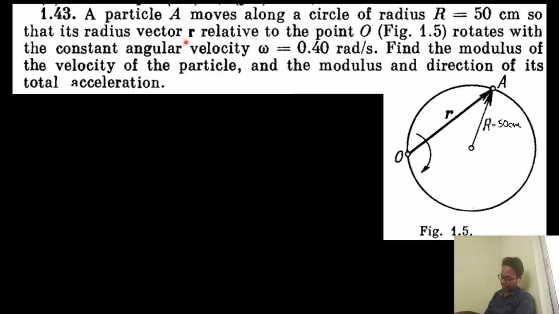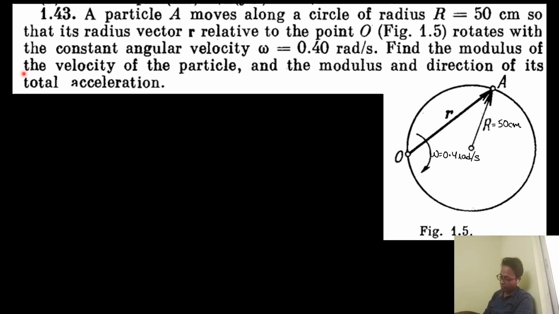So that its radius vector r relative to point O, this is a point O, rotates with a constant angular velocity omega is equal to 0.4 radians per second. So out here omega is equal to 0.4 radians per second, and this point is moving with constant velocity such that this vector rotates with angular velocity 0.4 radians per second.